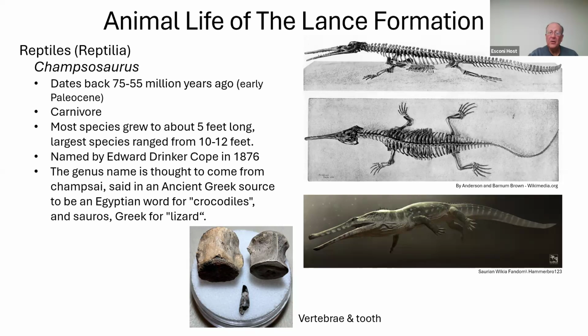In this example, there are 2 different vertebrae, along with one of their teeth. You may notice there are lateral lines in the teeth, and that's how you can tell the difference between Champsosaur teeth and your crocodilian teeth.